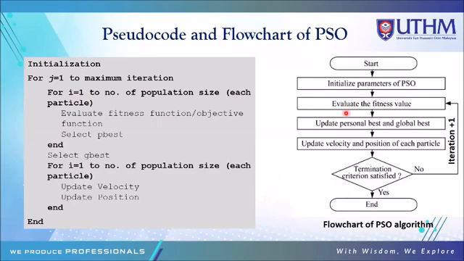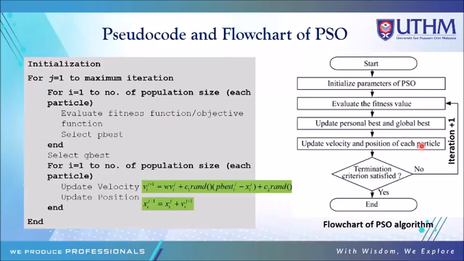Then of course we need to evaluate the fitness function, which is our objective function. Then we need to update the personal best and global best, and then update the velocity, according to this formula. And then we update the position of each particle according to this formula.